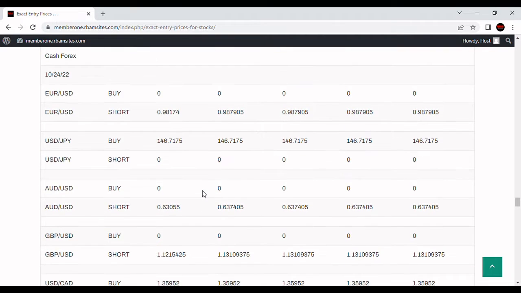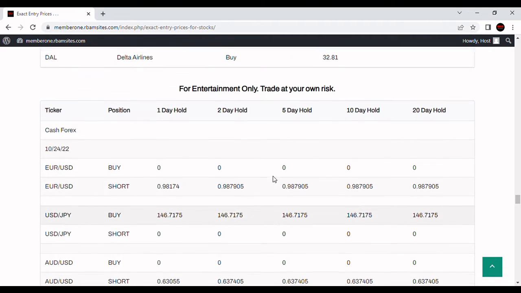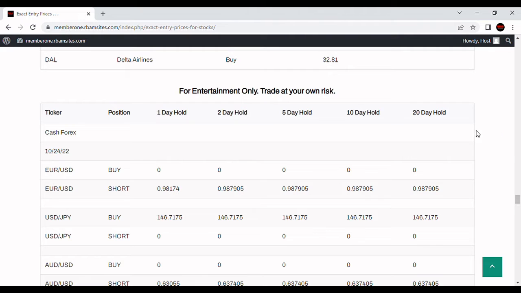So we put these out every morning before 7 a.m. If you come over early, you can get them at 6 p.m. the night before, and they come out basically the same way every day. The only thing that's different is the price and whether they're buys or shorts.